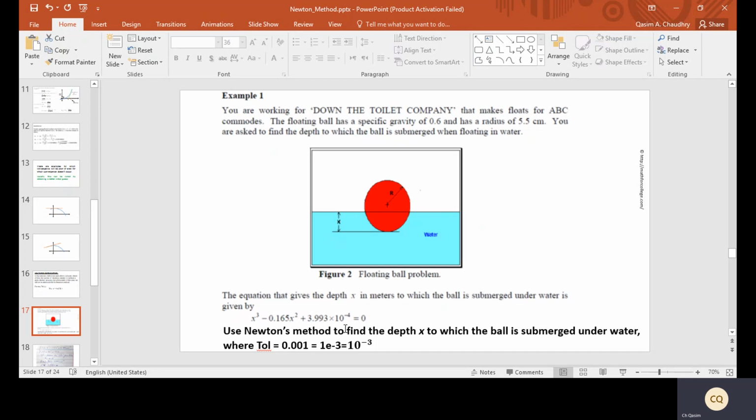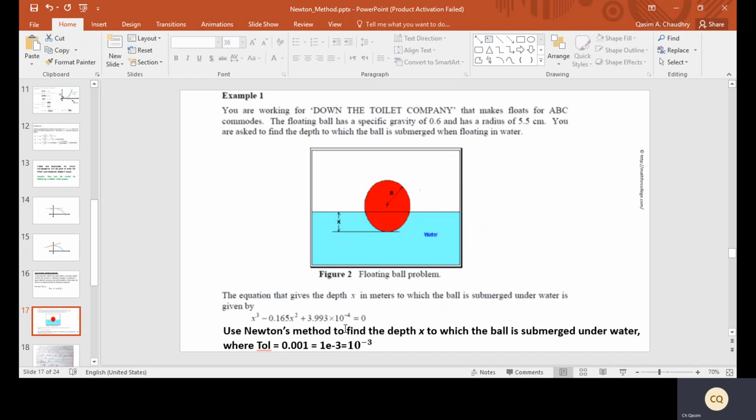But since our goal is to find out the solution of this equation, and this question is a little complicated, we are not going to find the equation; instead the equation is given and you are going to find out the root of the equation.